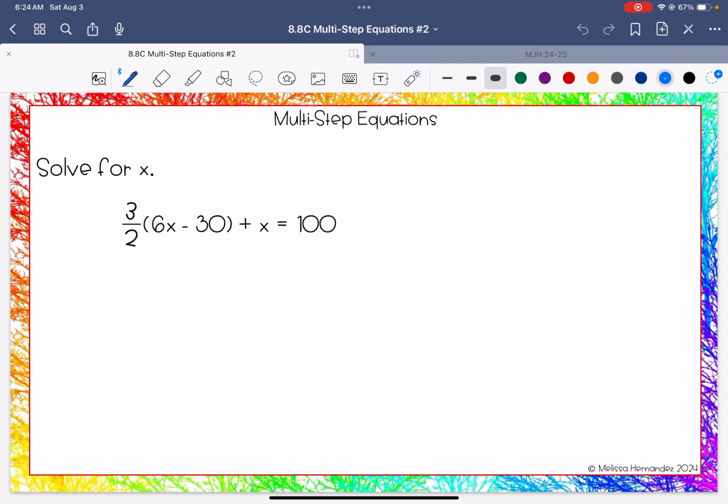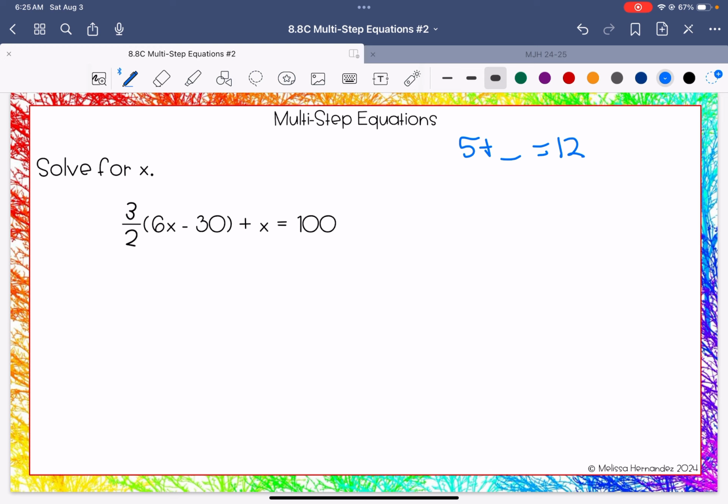Somewhere in elementary, when you did stuff like 5 plus blank equals 12, and it said find the missing number, you were really solving for a variable. You just weren't introduced to a variable, because a variable is a letter, but obviously it was condensed for a more appropriate grade level. The first thing we have to do is distribute the 3/2.